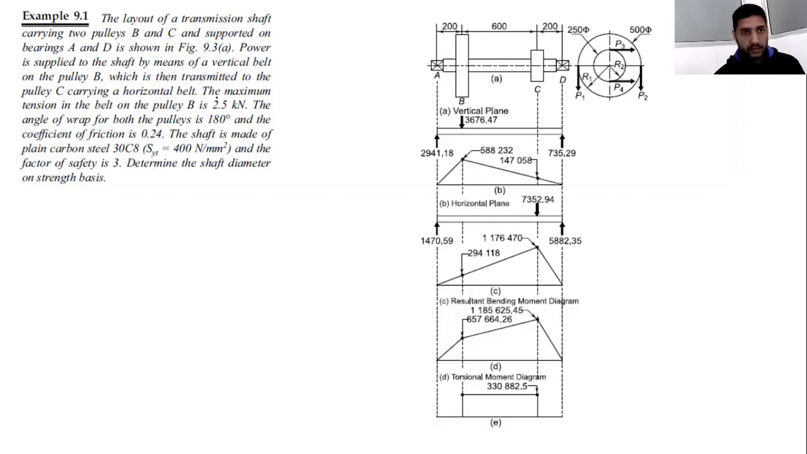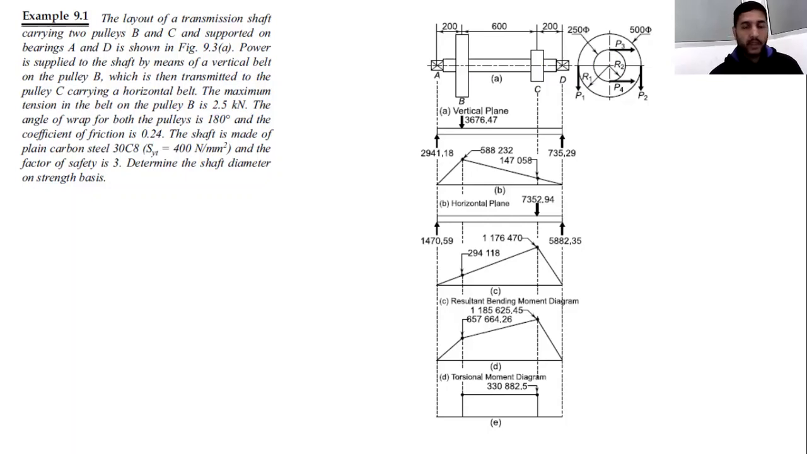Next it says the maximum tension in the belt on pulley B is 2.5 kilonewton. In a belt we have two types of tensions, one on the tight side and one on the slack side. On the tight side we take the tension as higher, and on the slack side as lower. So the maximum tension on belt B is 2.5 kilonewton, or 2500 Newton.